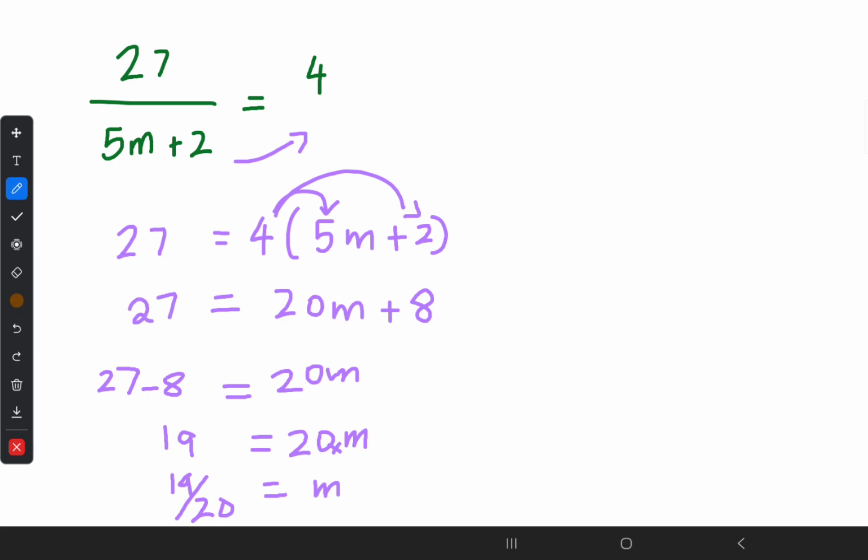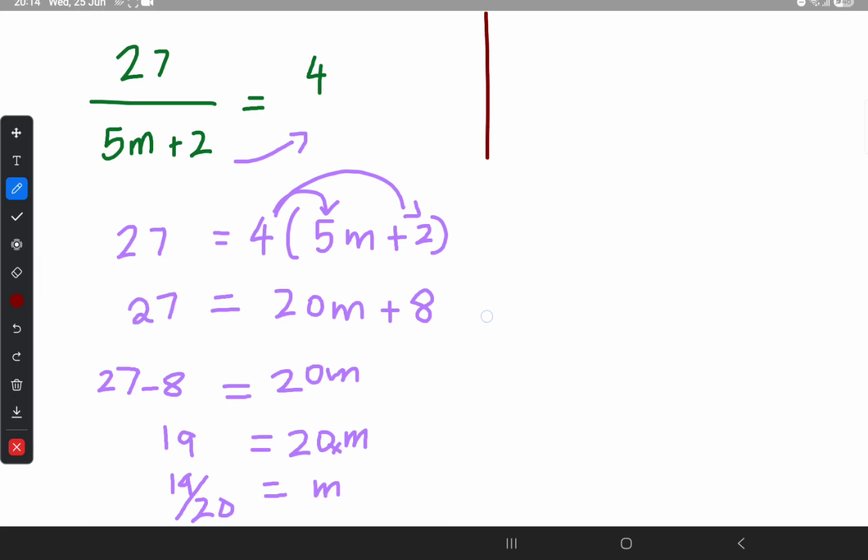Solution for m. I'll repeat it again. The constant which we need to make the subject of the given equation is in denominator form, so you have to bring it to the numerator. Then expand the bracket and simplify. Positive 8 will become a negative 8. So 19 equals 20m. Then bring the 20 multiplicand as a dividend. So 19 divided by 20 equals m.